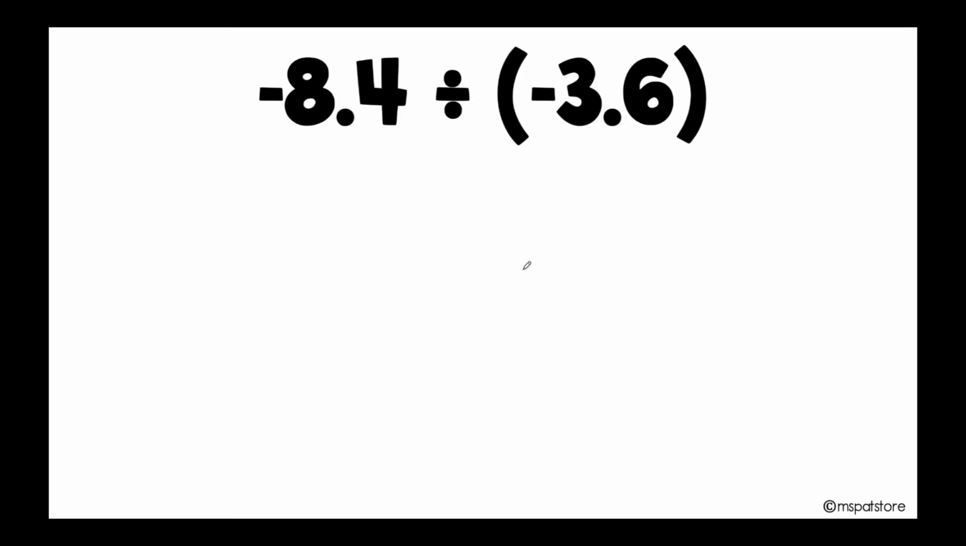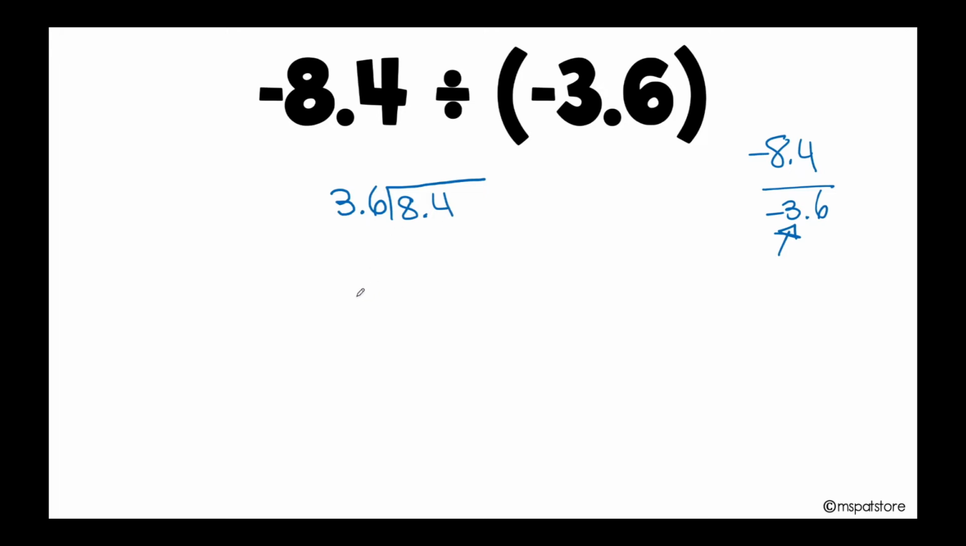So let's take a look at this first example. Negative 8 and 4/10 divided by negative 3 and 6/10. I would like you to start visualizing division as fractions. Remember from previous lessons that the denominator will always go outside when you're doing your long division, okay? Absolute value of negative 3 and 6/10 is positive 3 and 6/10, divided by the absolute value of negative 8 and 4/10, which is positive 8 and 4/10.